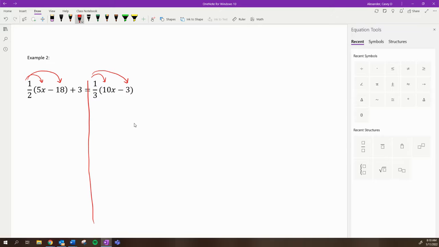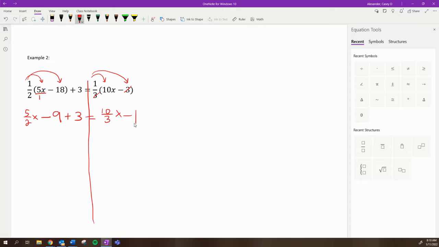So 1/2 times 5 is 5/2. And 1/2 times negative 18, that's a positive times negative, is negative 9. And again, it's 5/2 because 5 times 1 and 2 times 1, right? We're just multiplying straight across. Then on the other side, 1/3 times 10 is 10/3. And then 1/3 times 3 is, luckily, just a regular old 1.